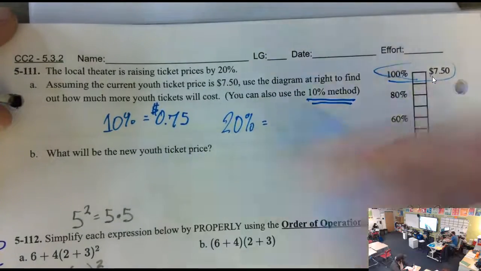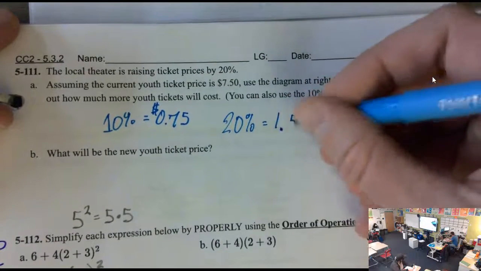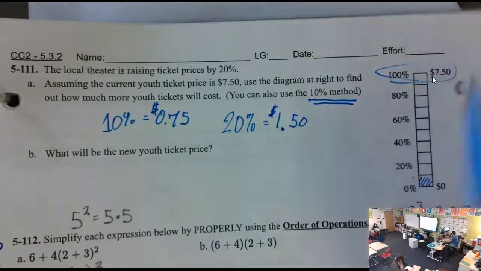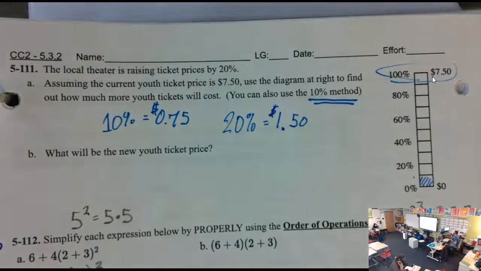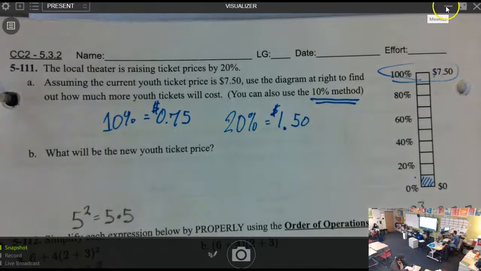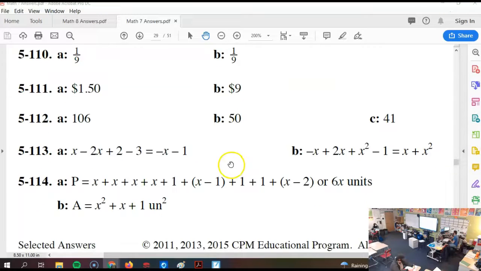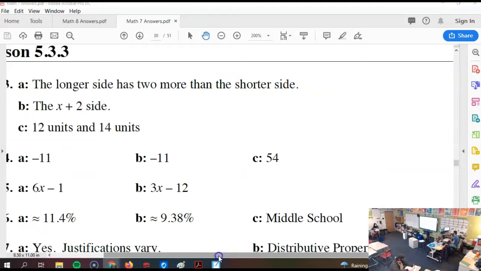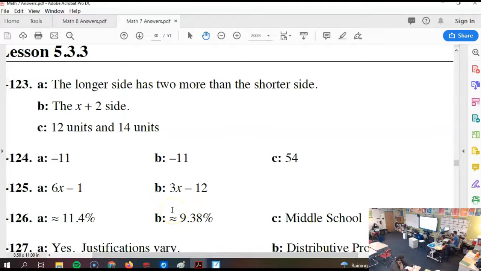So what's double of 75 cents? It's $1.50. And then we add that to the original price. Does that make sense, Aiden? Yeah. All right. If you got any other questions from 532, I would ask that you come to math lunch because we only have so much class time that we can do this. That's why we have those other times built in.